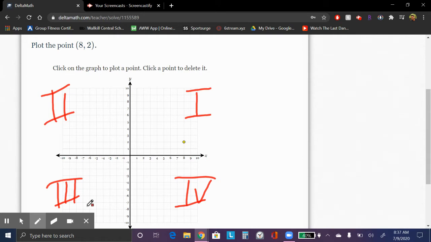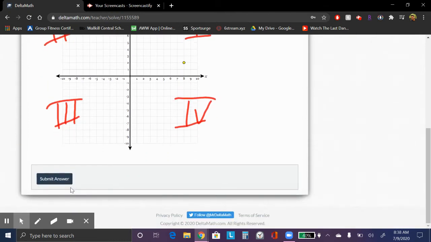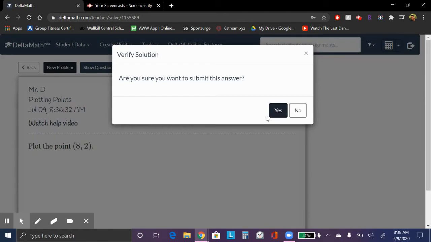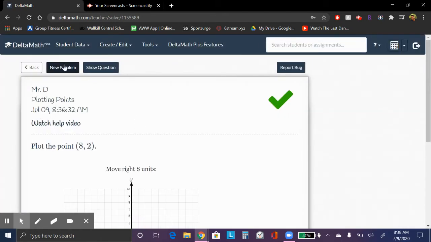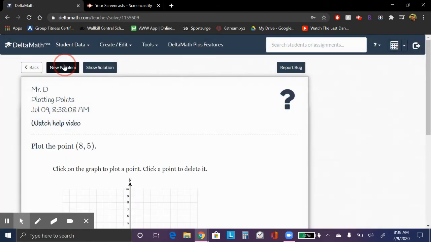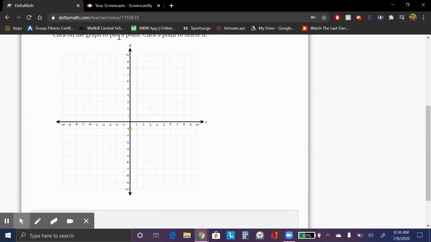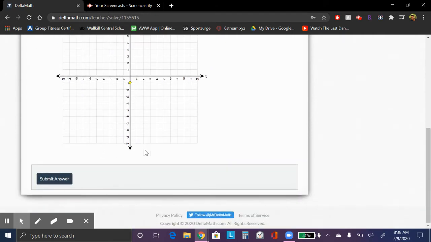Okay. Submit. Yes. Okay, good. New problem. Let's look at this one right here, (0, -1). That means I'm not going left and right any and just going down 1. All right, and that's on the y-axis, not in a specific quadrant.